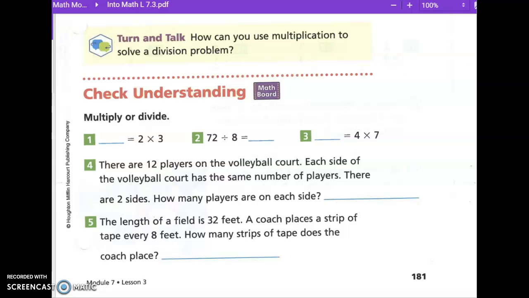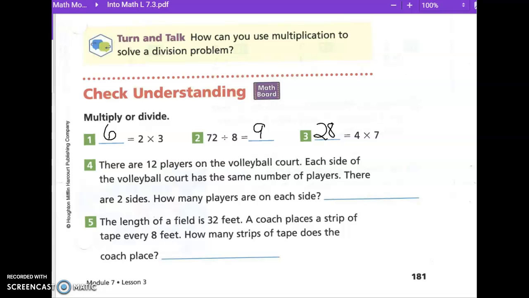The length of a field is 32 feet. A coach places a strip of tape every 8 feet. How many strips of tape does the coach place? You can write me a division fact and a multiplication fact for each of those, please. Okay, if you are at home, I hope you checked 1, 2, and 3. On 4, go ahead and write a division and a multiplication for 4 and 5.